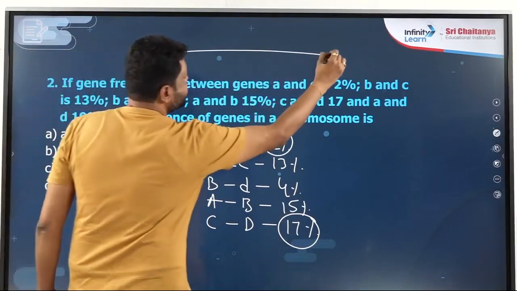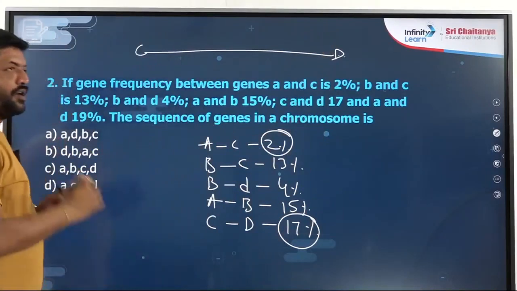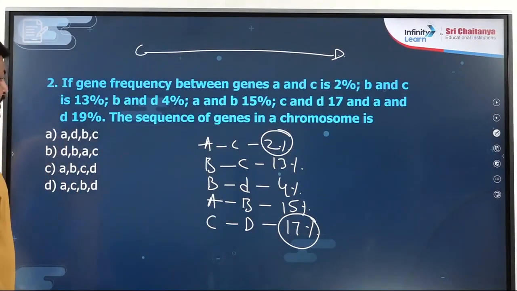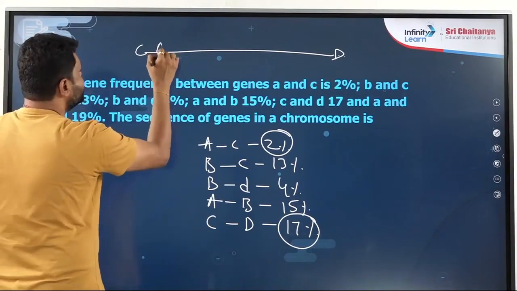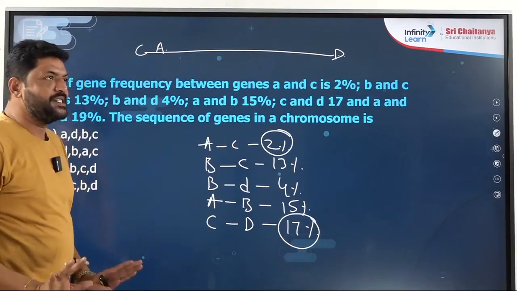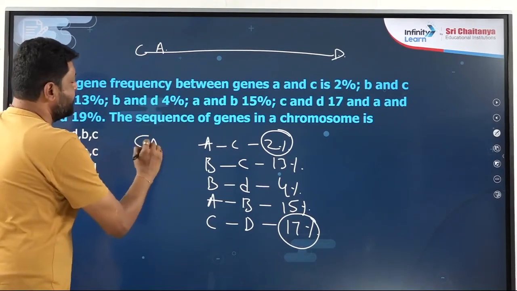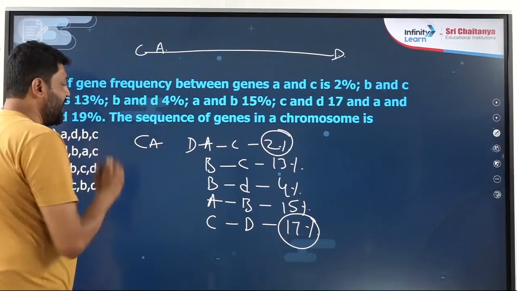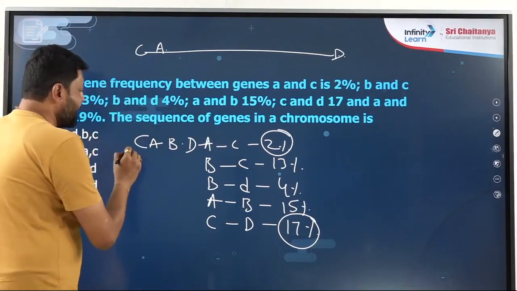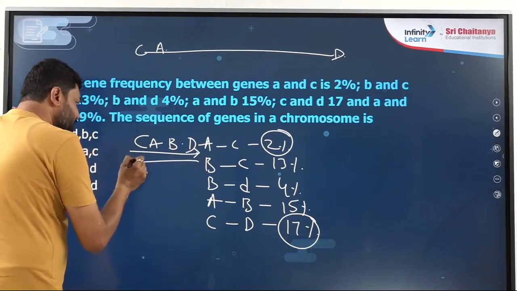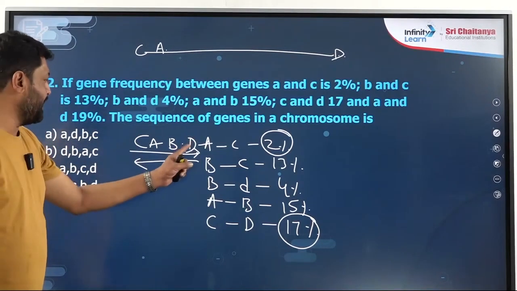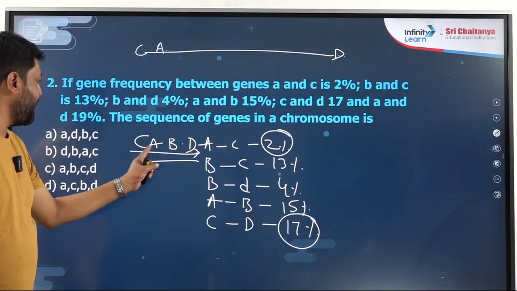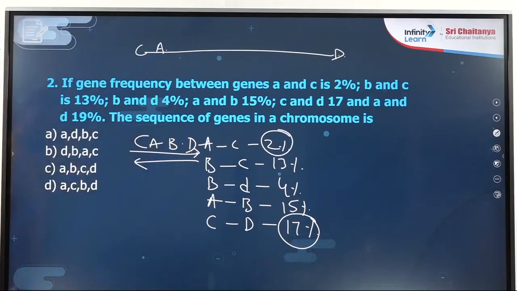This is C and this is D. C and D are located at 17 centimorgans distance, and C and A are very closely located. This is 2 centimorgans. If 3 genes are finalized, that is C, A, D, what will be the chances? It is the B. Then the correct answer will be this or this. C, A, B, D is one correct answer, or else you can have D, B, A, C. Find out: D, B, A, C is the correct answer.